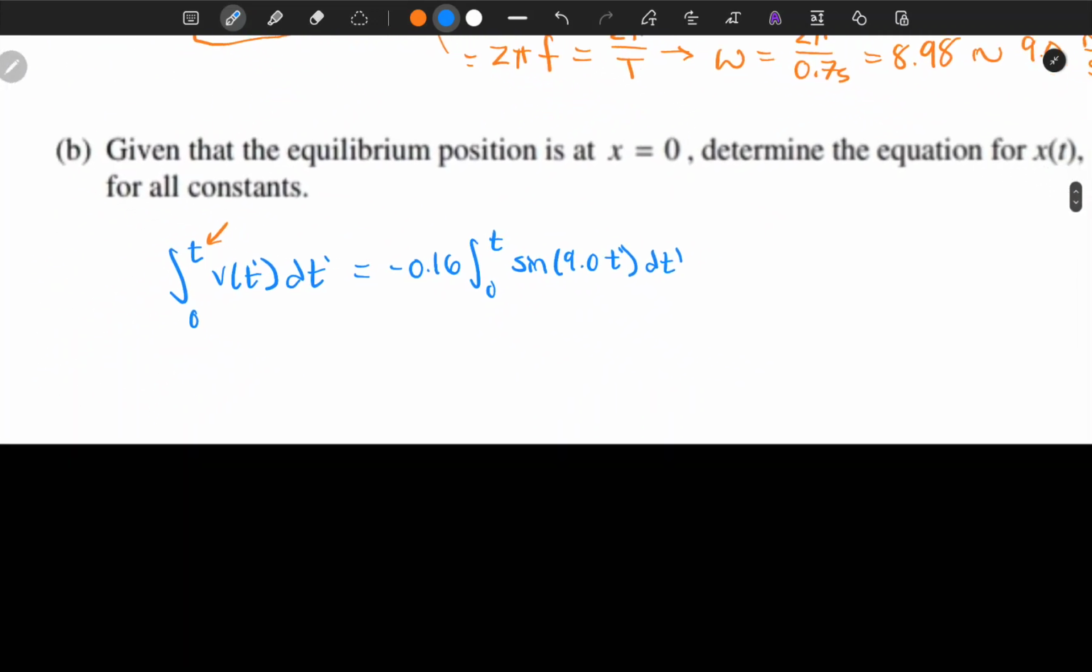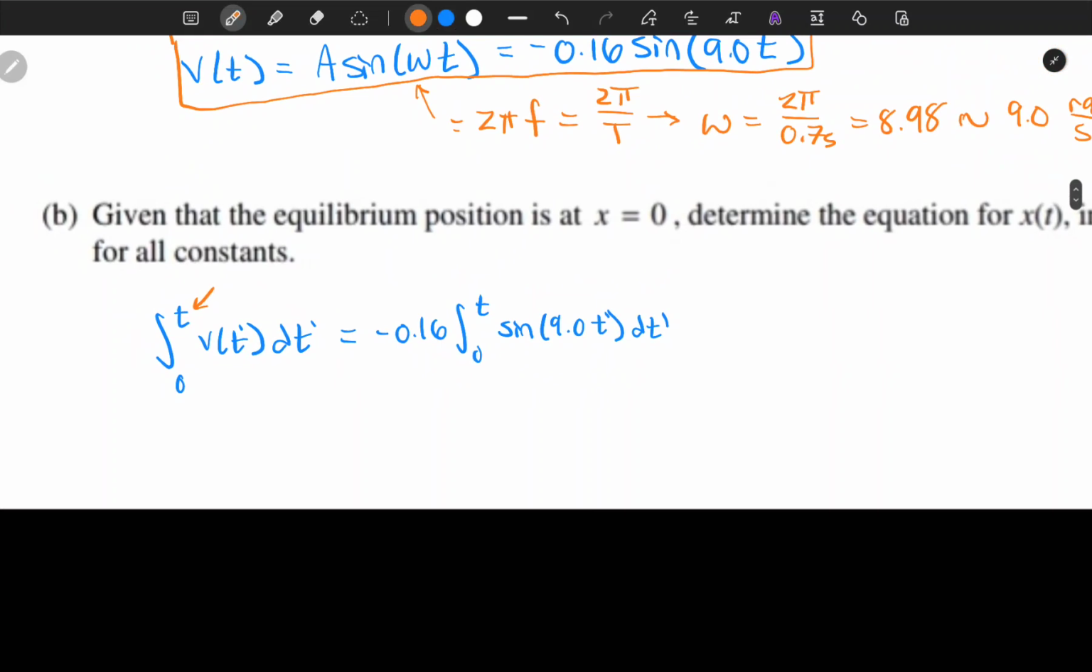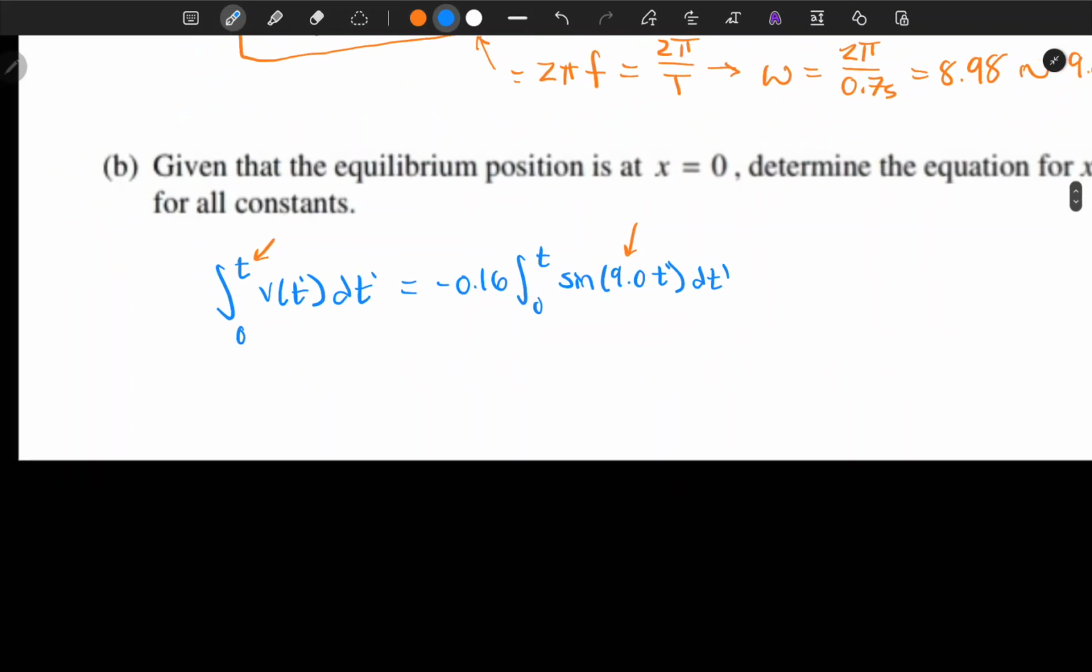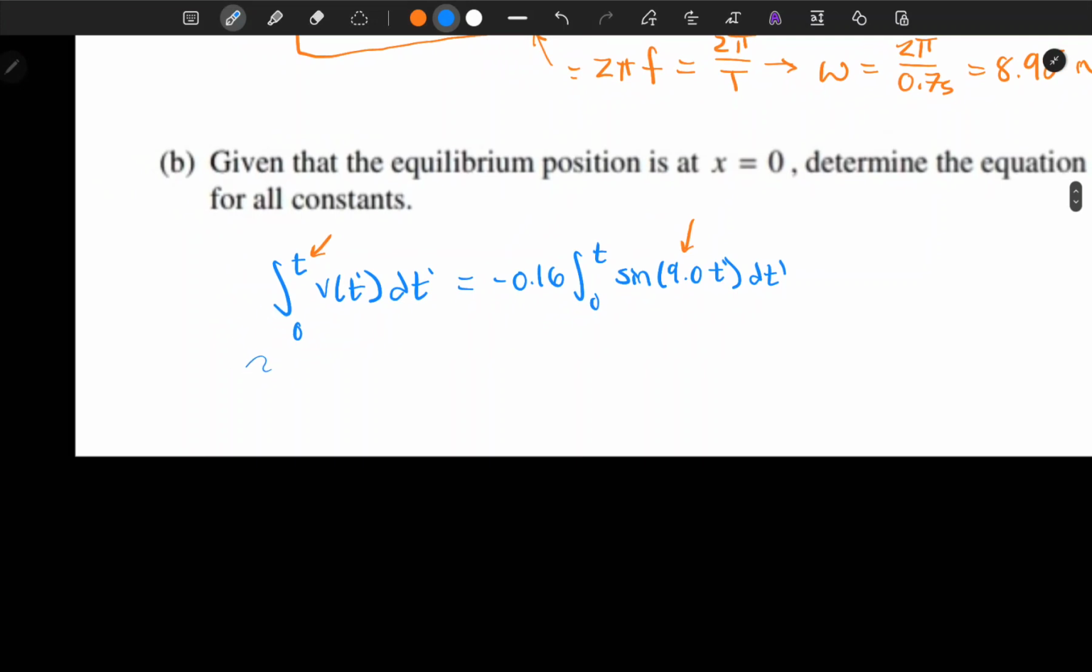Well, the integral of sine is negative cosine. And remember, because we have this 9.0 inside of the sine, when you take the integral, you have to divide by this omega. So this integral becomes, well, on the left we get x of t minus x of 0.